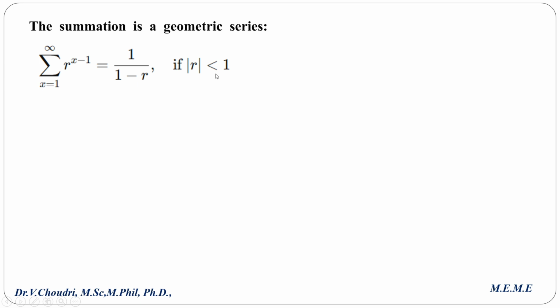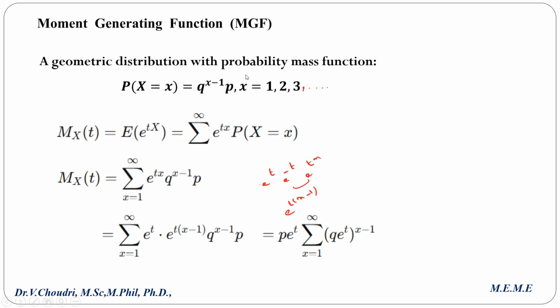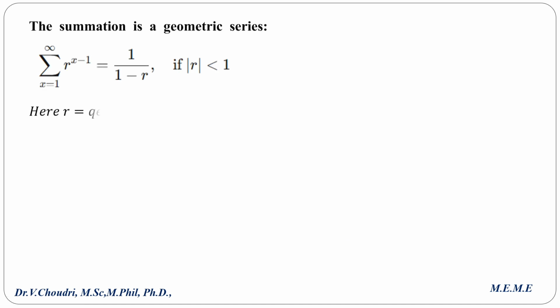Look at the previous one. It looks like P e power t into the summation of q e power t, power x minus 1. So we can easily write M_X of t equal to p e power t outside, and inside the summation we can write 1 minus q e power t. Here the r value equals q e power t, so q into e power t must be strictly less than 1.